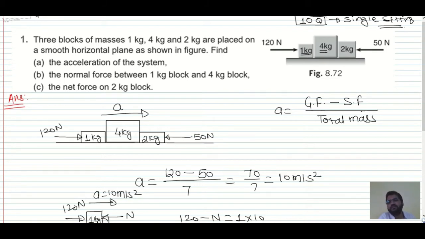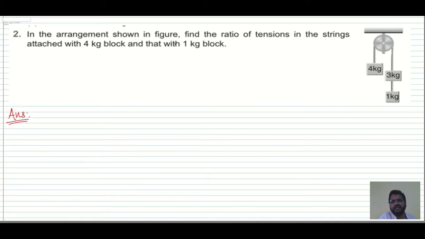Now the next question. In the arrangement shown in the figure, find the ratio of tensions in the strings attached to the 4 kg block and the 1 kg block. So we want the tension over here. T. This tension will be the same T, and tension has both directions. This is T1, supposed to be.